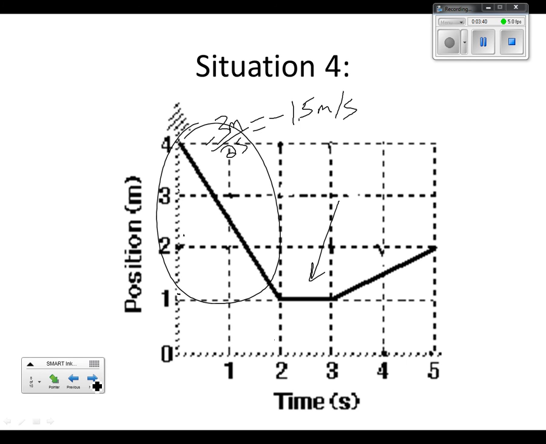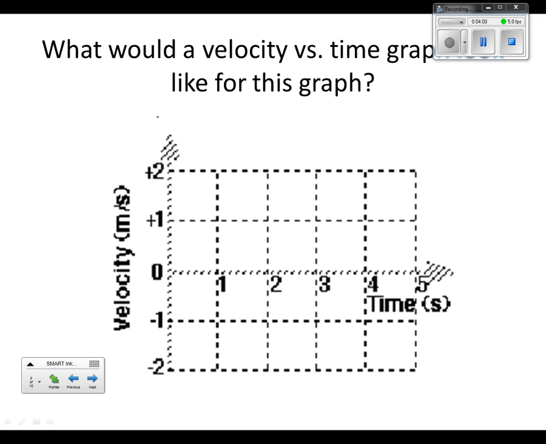Here, we have a slope of 0, so that's 0 meters per second. And here we go up 1 meter in 2 seconds, which gives us 0.5 meters per second. So first 2 seconds is -1.5. The next second is 0. The last 2 seconds is 0.5 meters per second. So our graph is going to be a little bit more interesting this time.